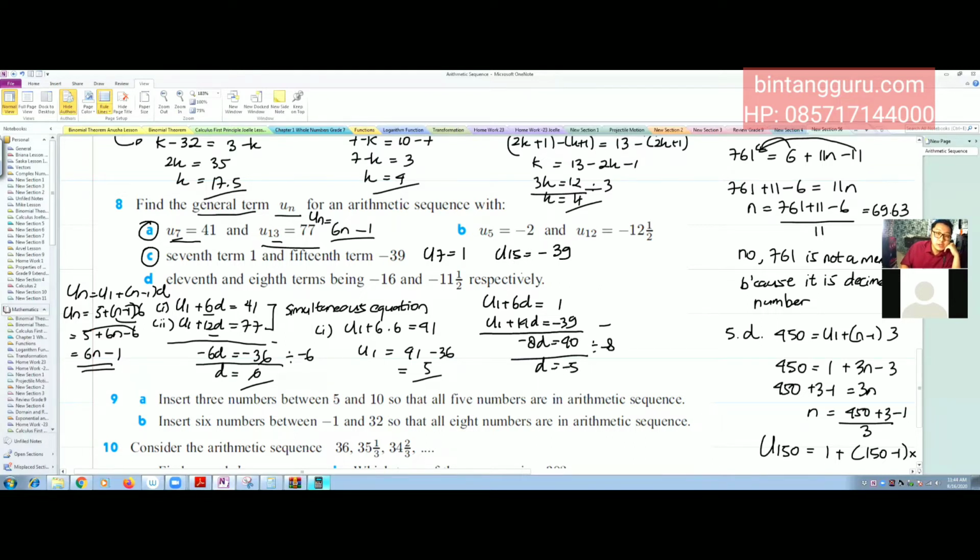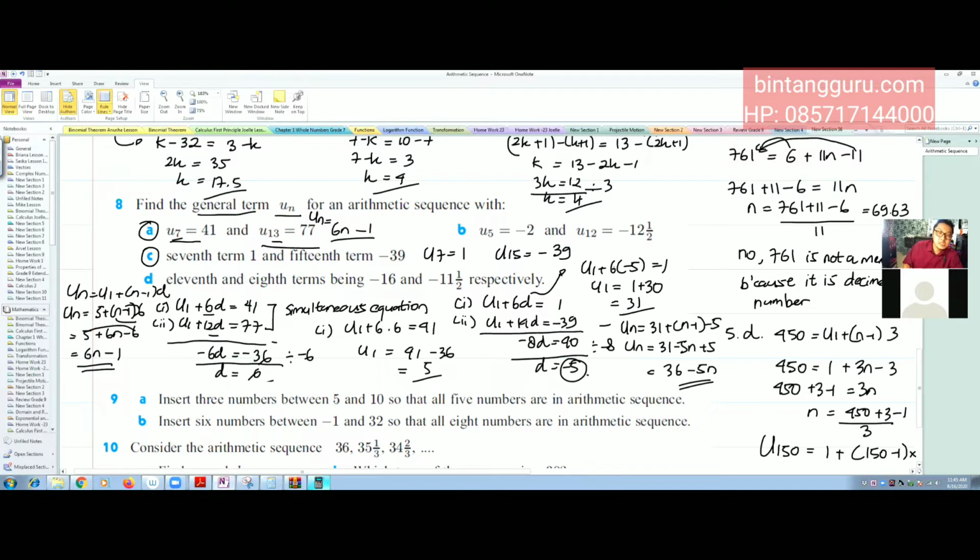So you already get D equals minus 5, and then you could find U1 by substituting into the first equation. So this is U1 plus 6 times minus 5 equals 1. This is negative 30. Move to the right and it will be positive 30. So U1 will be 31. And we apply UN equals 31 plus N minus 1 times negative 5. Sorry, the difference is minus 5. So this is UN equals 31 minus 5N plus 5. So this is 36 minus 5N.